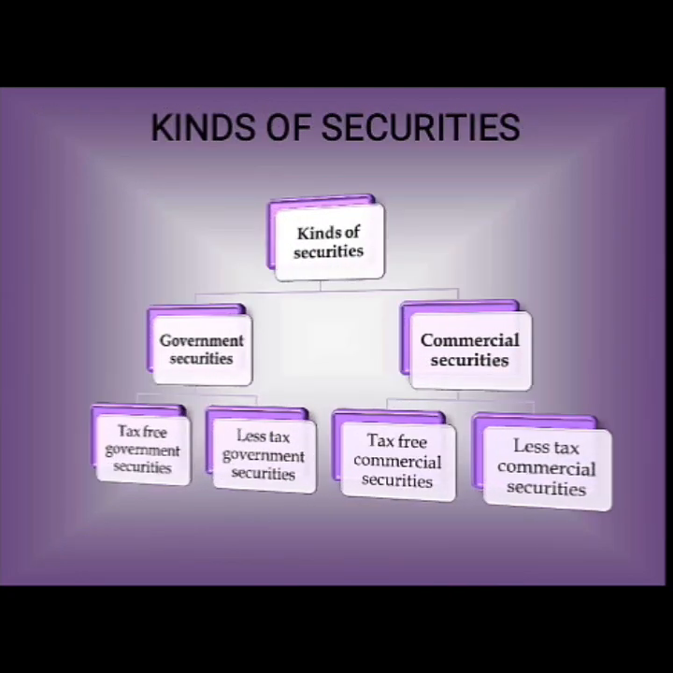Next, kinds of securities. A security is a document acknowledging the debts taken by a specific authority from the general public. Following are the types of securities. Securities are divided into two types: government security and commercial security. Government security is again classified into tax-free government security and less tax government security. Commercial security is classified into tax-free commercial security and less tax commercial security.